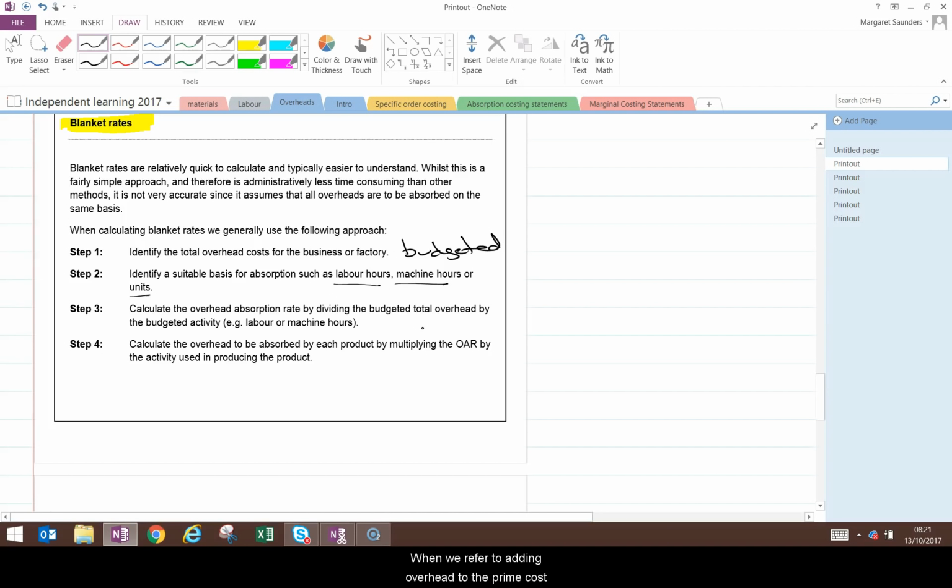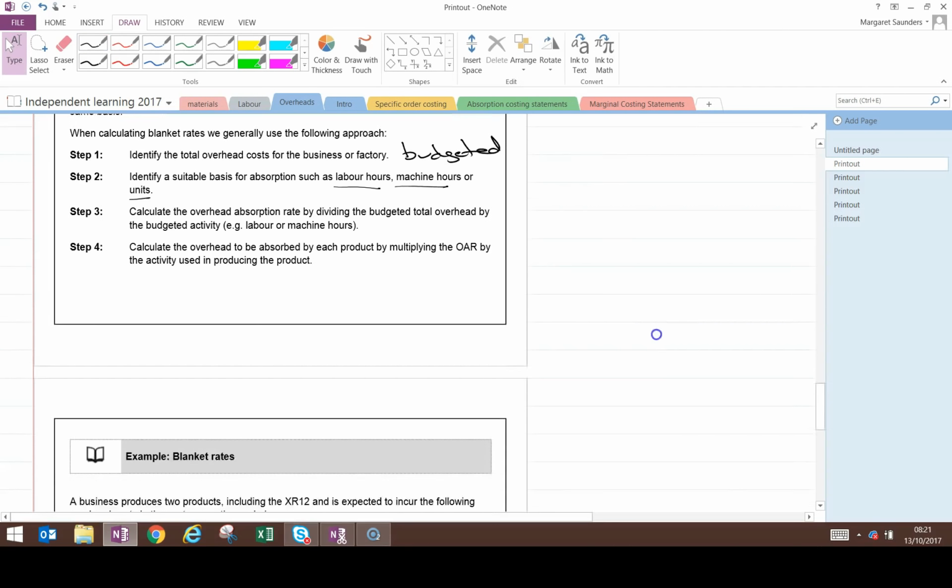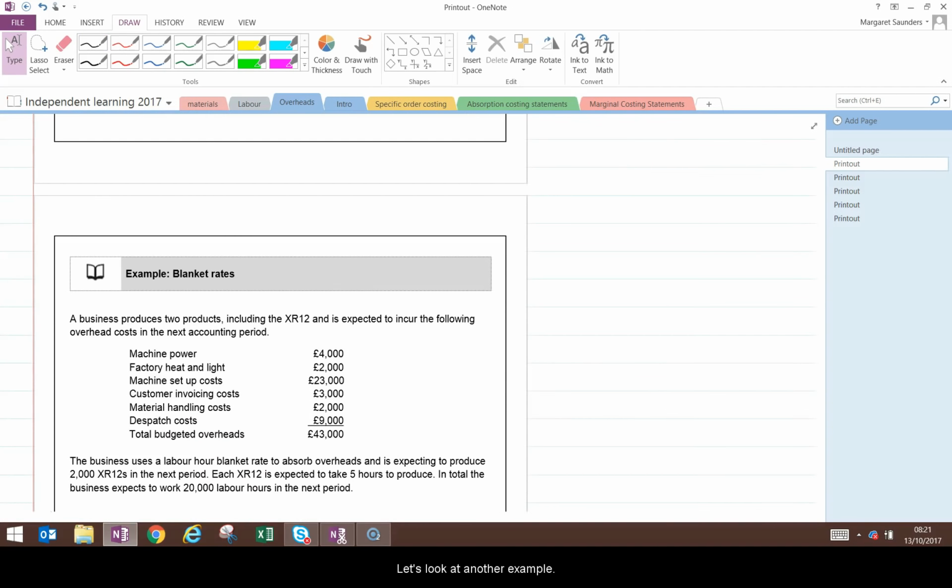When we refer to adding overheads to the prime cost, we are actually absorbing overheads, hence the name absorption rates. So absorbing means adding.